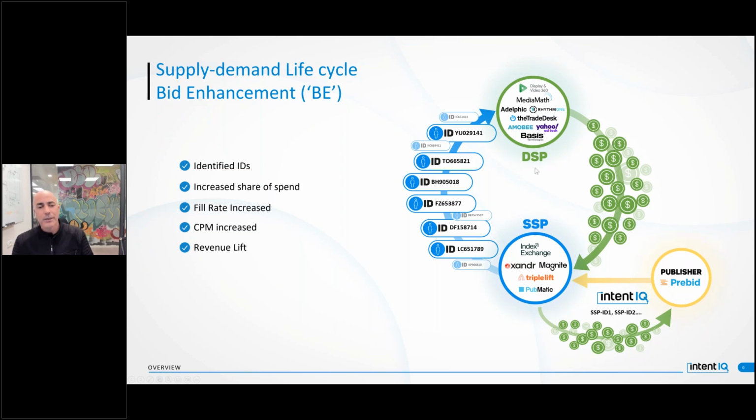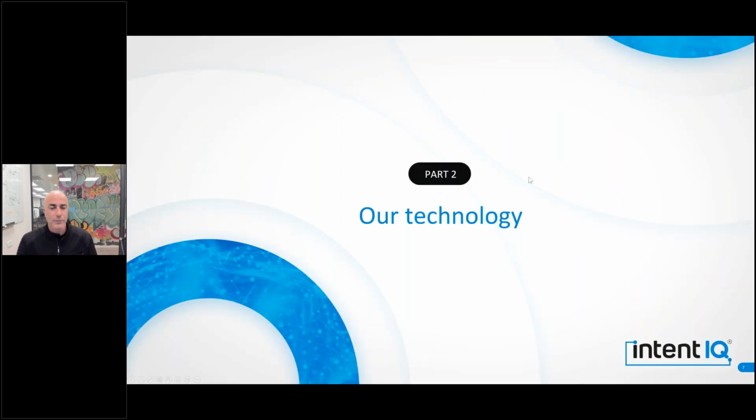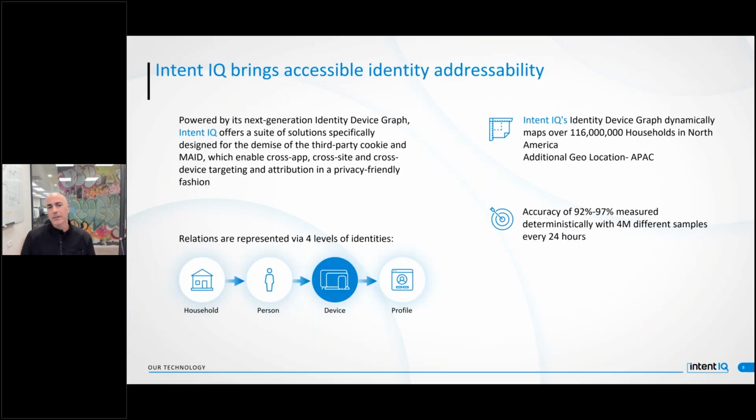Now let's talk a little about the technology behind that product. IntentIQ brings accessibility, identity, addressability. Wow, it's a big phrase. Guys, IntentIQ is powered by its next-generation identity graph, offering a suite of solutions specifically designed for the demise of the third-party cookie and MAID, which already occurred since iOS 14.5, which enables cross-app, cross-site, and cross-device targeting and attribution in a privacy-friendly fashion.